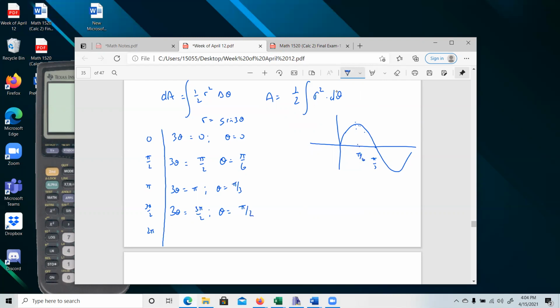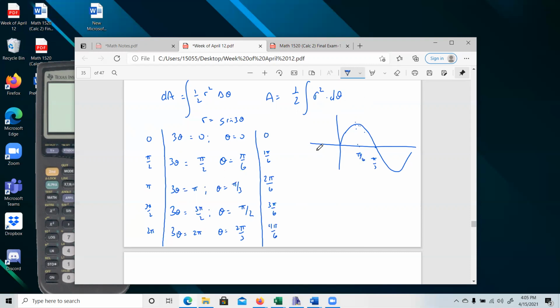And then finally, where does this thing wrap up? We have 3 theta equal to 2 pi, so theta is equal to 2 pi over 3. Now there's a pattern here. You may not be able to see it because the denominators are all screwed up. But this is 0. This is 1 pi over 6. This is 2 pi over 6, isn't it? That's what 1/3 is. And 1/2 is 3 pi over 6. And then we have 4 pi over 6.